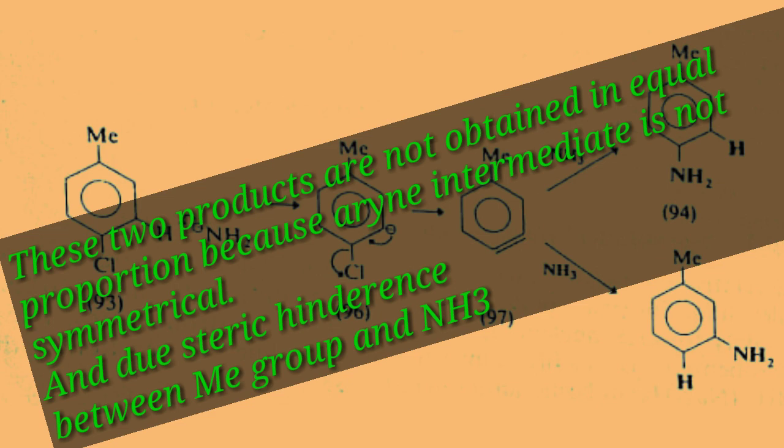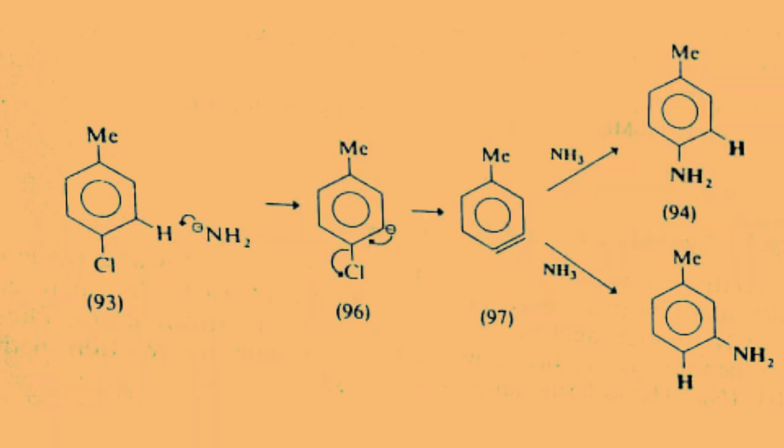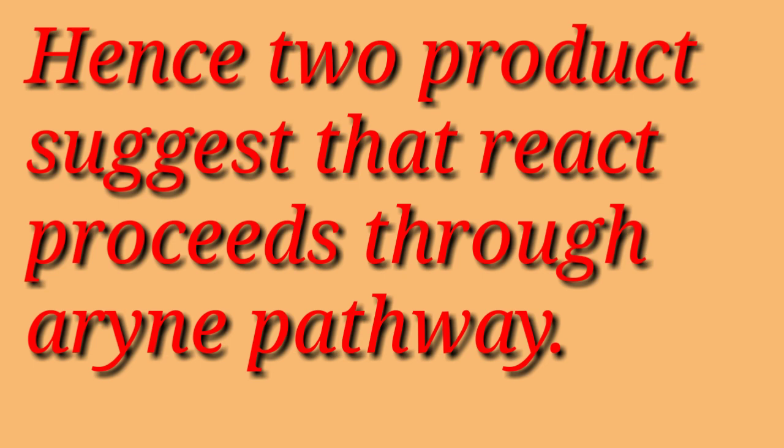Here we would not, however, expect to obtain these two alternative products in equal proportion, as the intermediate, that is the aryne intermediate, is not symmetrical and the presence of the methyl substituent might well be expected to influence the orientation of NH3 addition. Hence, the presence of two products suggests that the reaction follows the aryne pathway and does not proceed through the aromatic nucleophilic substitution reaction pathway.